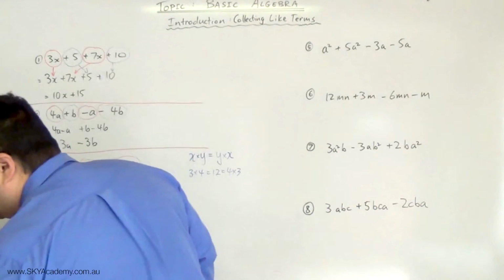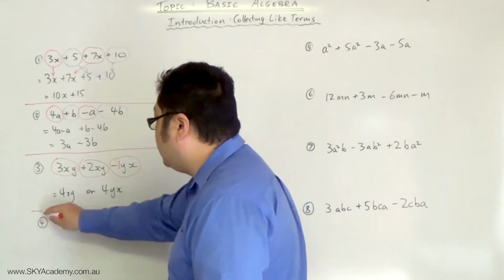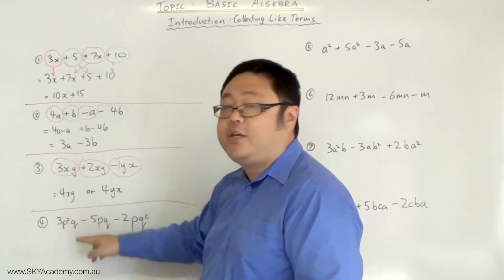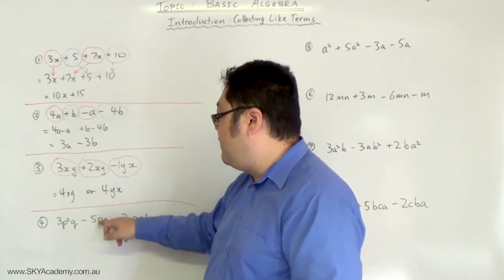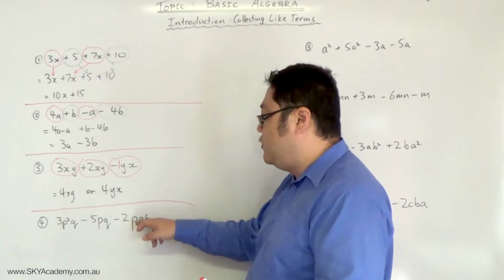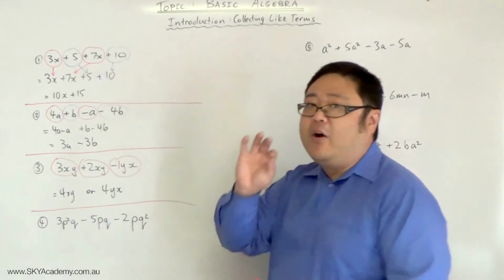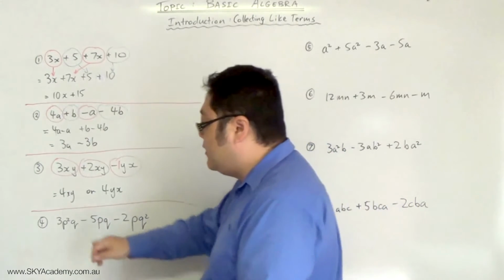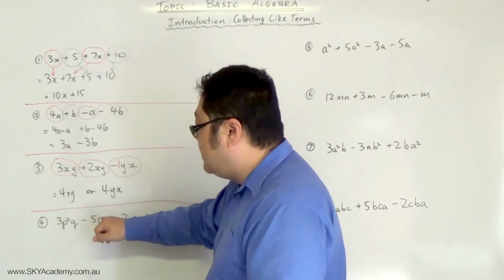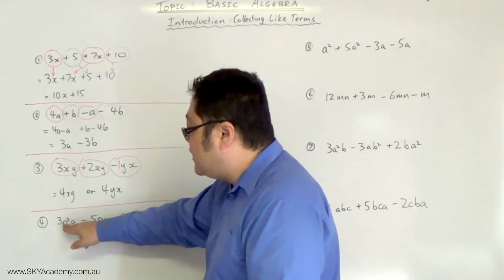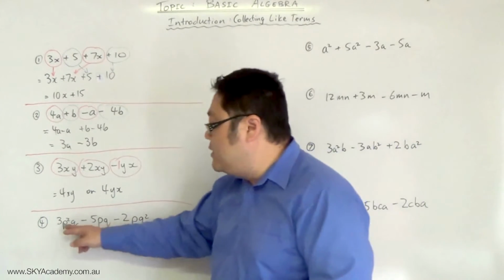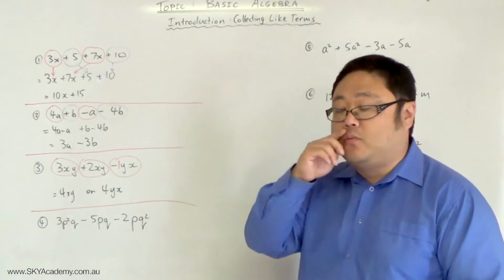Right, in this question here, you've got 3p squared q minus 5pq minus 2pq squared. Now, in order for the terms to be like, not only does the combination of letters have to be the same, but the powers also have to be the same as well.